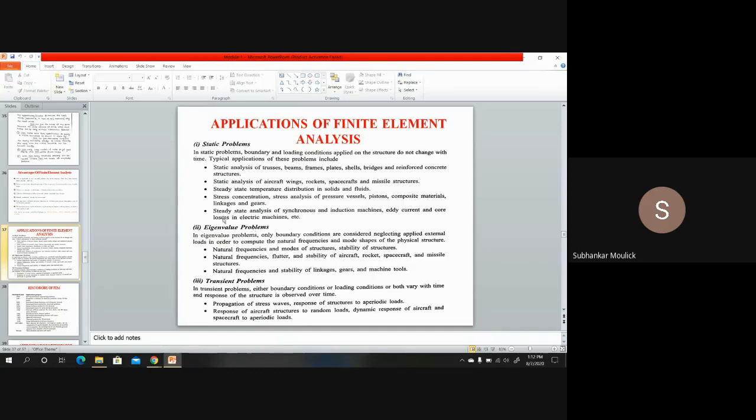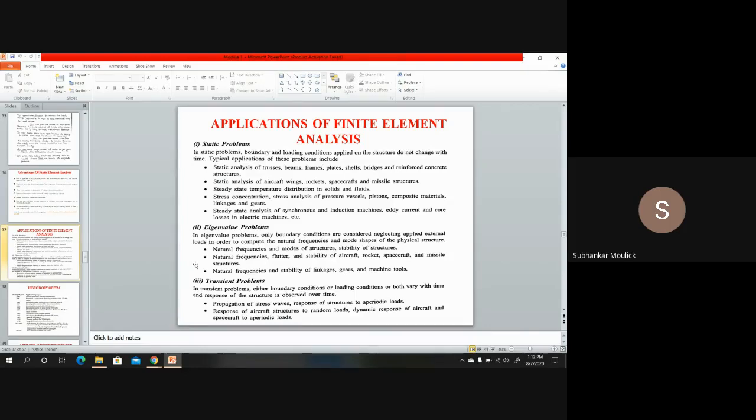If I talk about eigenvalue problems, what are these eigenvalue problems? In eigenvalue problems, only boundary conditions are considered, neglecting the applied external load. That means in a static problem we were considering the boundary conditions as well as the loading conditions, but both were not varying with respect to time.